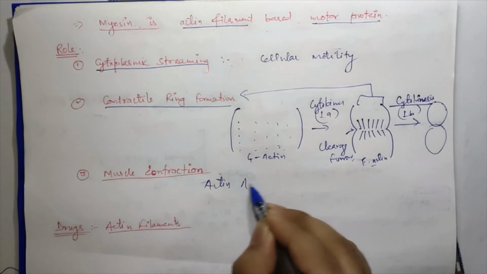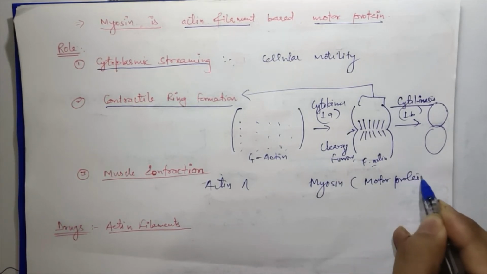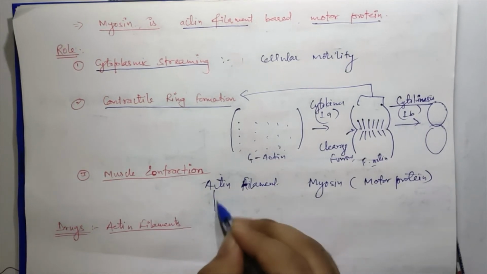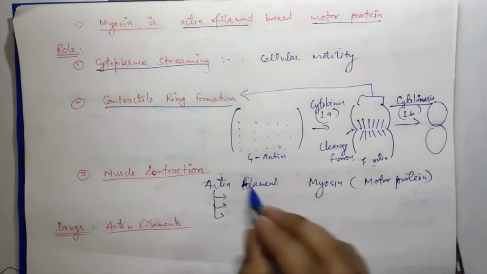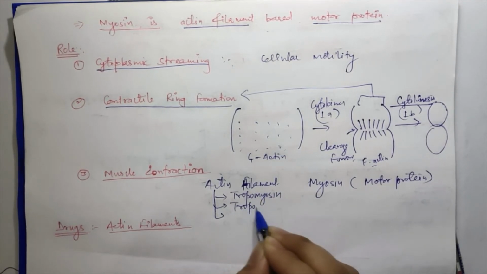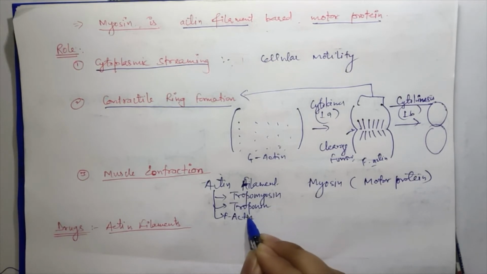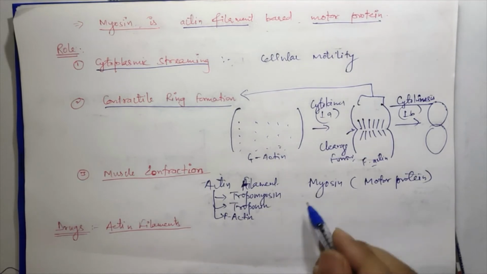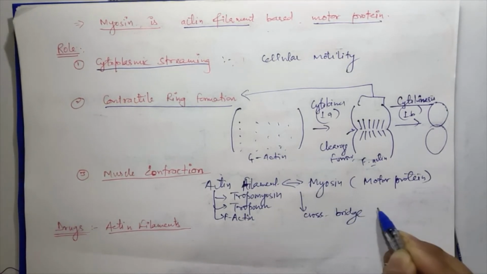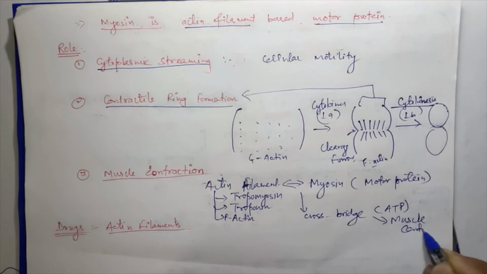And the third role of these microfilaments is that they help in muscle contraction along with a motor protein, that is myosin. This is a motor protein, and actin protein forms a filament along with three different proteins, which are tropomyosin, troponin, and F actin. And collectively these proteins form a cross bridge, and this cross bridge is associated with hydrolysis of ATP molecules, and that ultimately brings about muscle contraction.